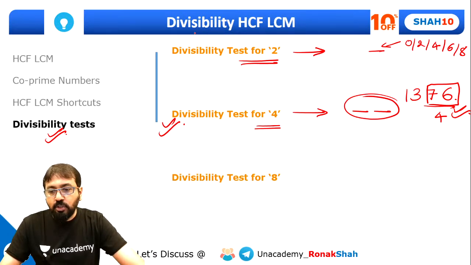If you have any clue, just type it in the comment section, why do we check the last 2 digits?